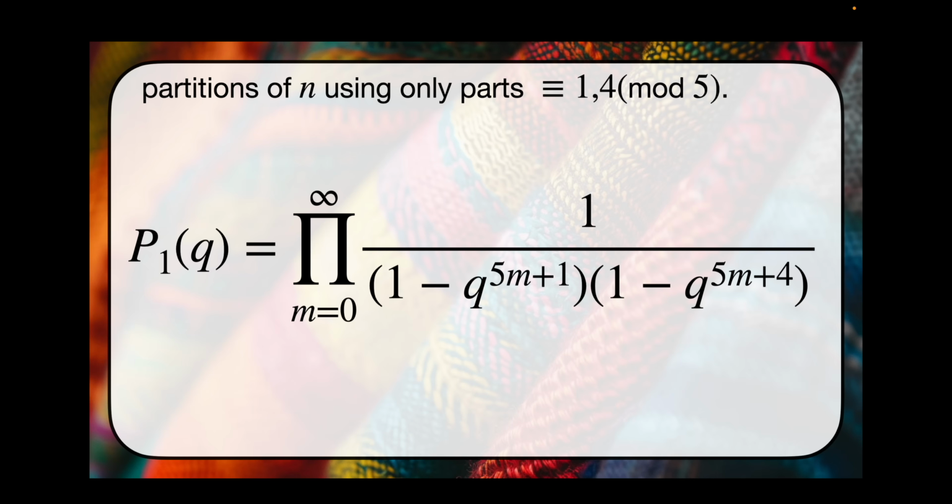So obviously the 1 minus q to the 5m plus 1 corresponds to parts that are equal to 5m plus 1, where m is some non-negative integer, so that's parts congruent to 1 mod 5. And likewise, the other term corresponds to parts of the form 5m plus 4. In other words, parts that are congruent to 4 mod 5.